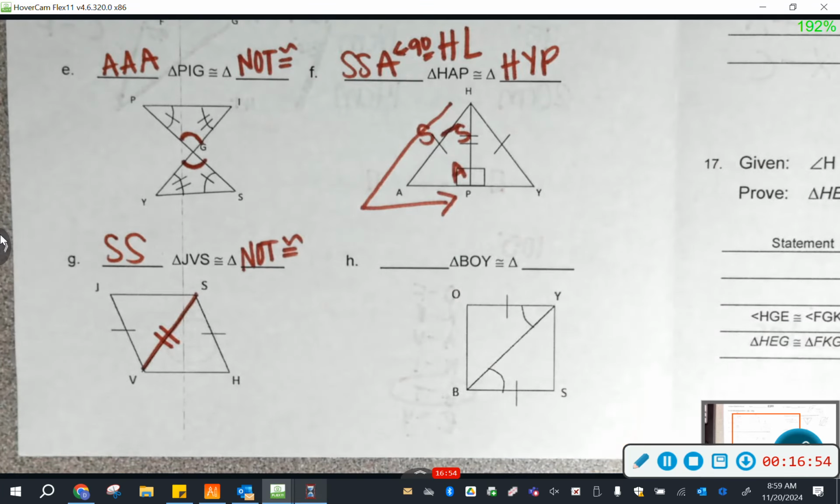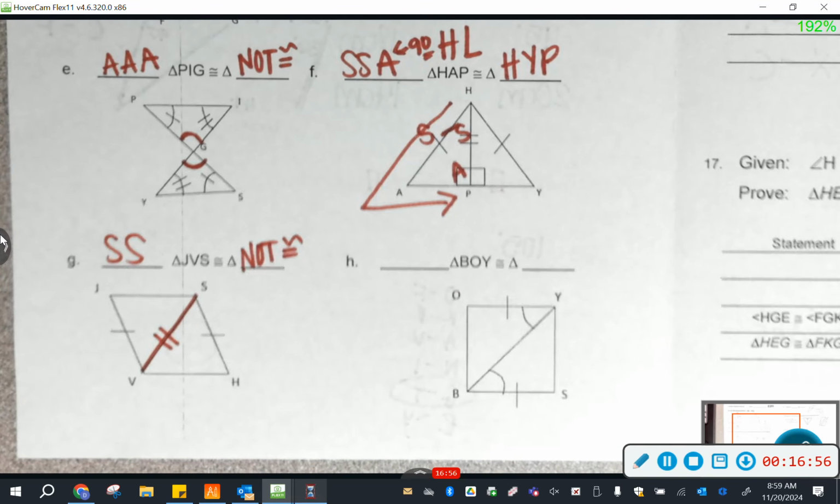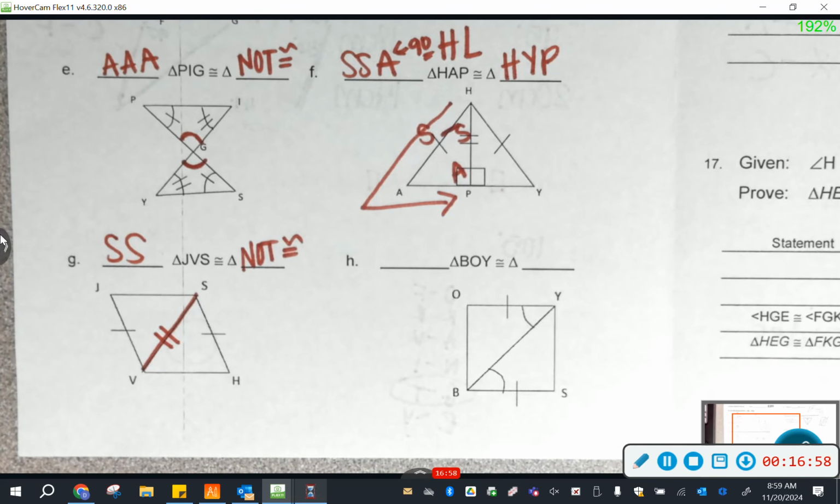She meant no, it's not congruent, period. She was answering her own question, not my question. But she got it right.